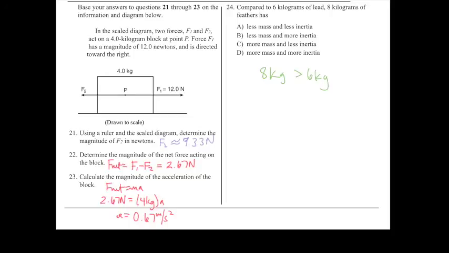Number 24. Another inertia question. Compared to 6 kilograms of lead, 8 kilograms of feathers has more mass and more inertia, even if it's feathers versus lead. Alright, 25. Greater net force equates to greater acceleration on the object, so we're looking for the one that has the most unbalanced net force. B and D are all balanced. C has a top and bottom balance, and all we're left with is a right force that is unbalanced of 1 newton. And choice A has a down and a rightward force together.